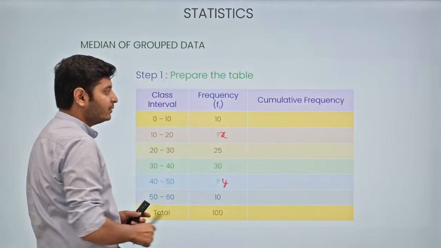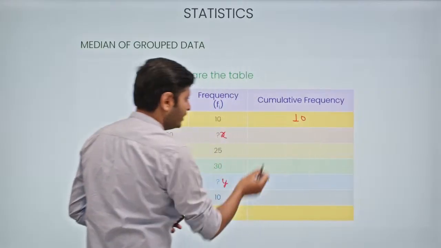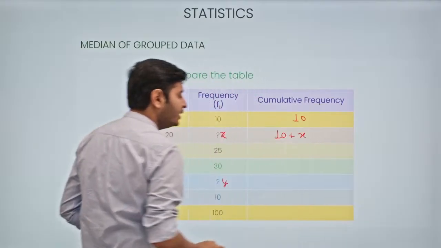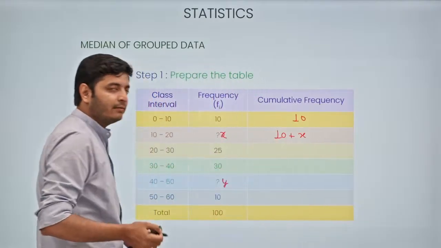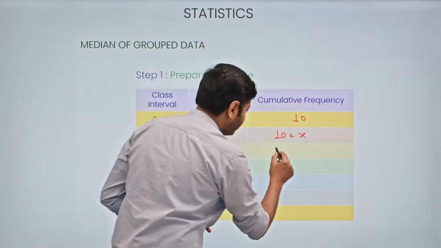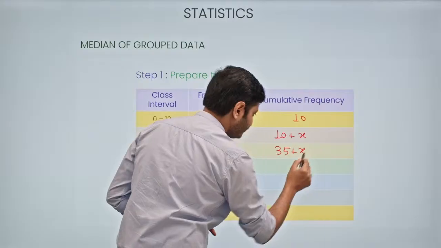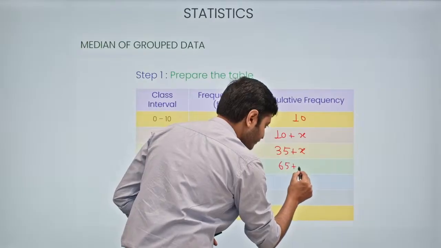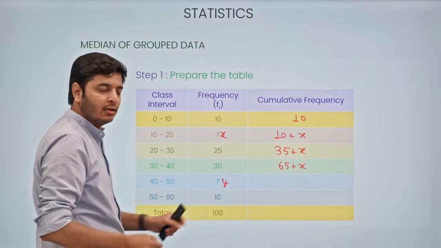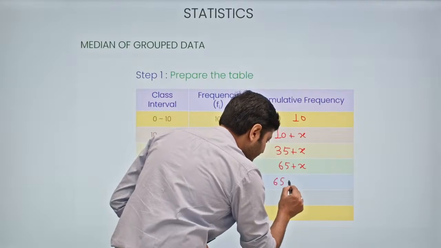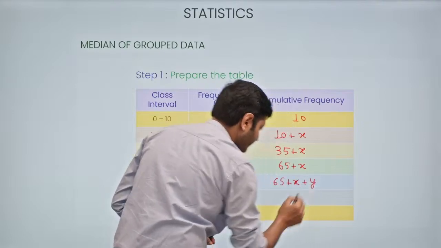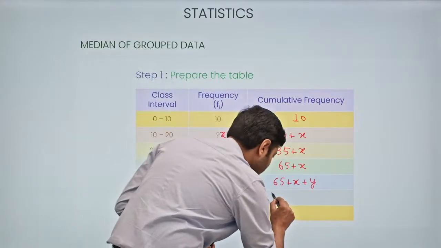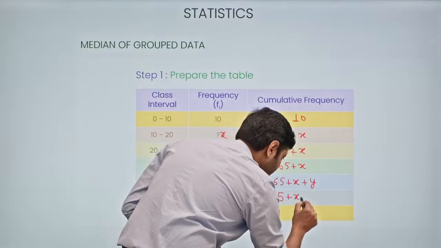So the cumulative frequency will be what? The first frequency as it is, 10. Next would be 10 plus X. You need to write it like this only. Then if you are adding 10 plus X with 25, numerical values we can add, so it will become 35 plus X. 35 plus X plus 30, 65 plus X. 65 plus X plus Y, two unknown variables. Then 65 plus X plus Y plus 10, 75 plus X plus Y.